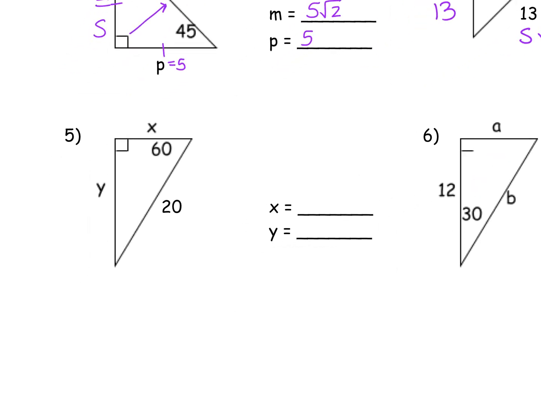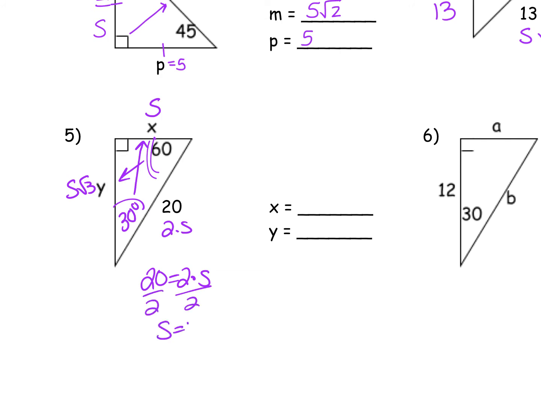All right, here they tell you I have a 60-degree angle, so I know this is 30. So my pattern is side, side root 3, 2 side. Again, the side across from the 30 is always the s, and the side across from the 60 is always the s root 3. So if 20 is equal to 2s, that means s would equal 10. So my x side would be 10, and my y side would be 10 root 3.